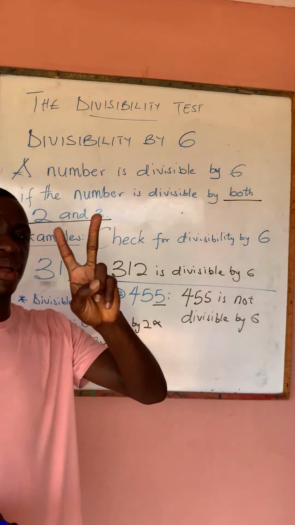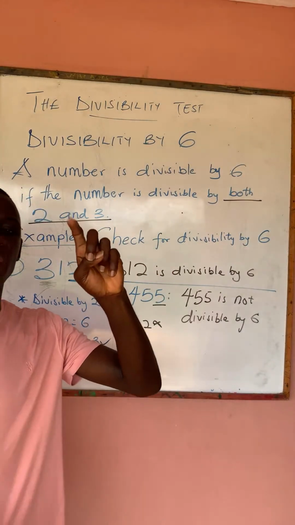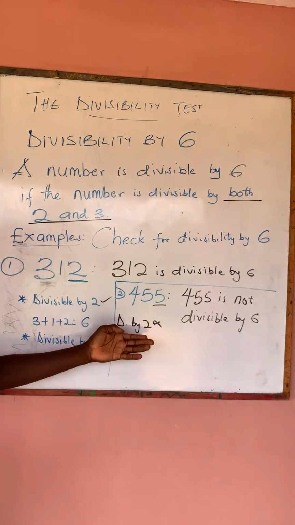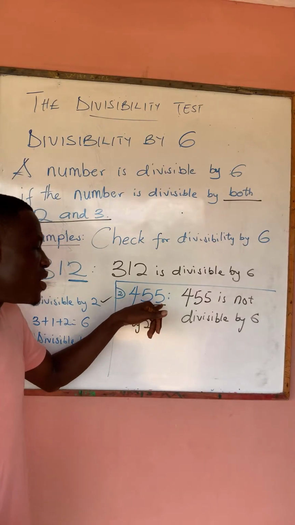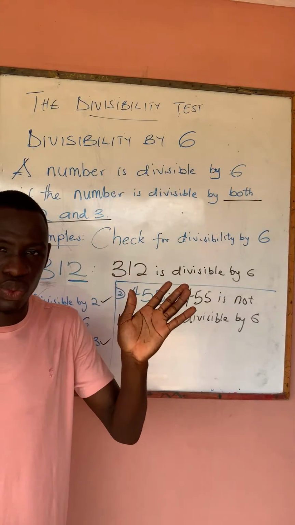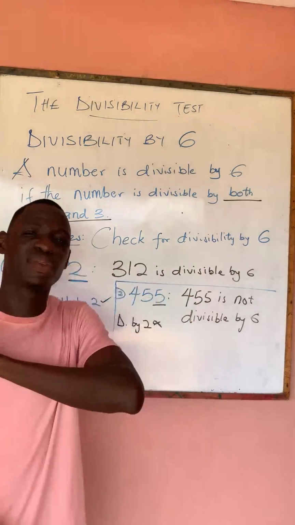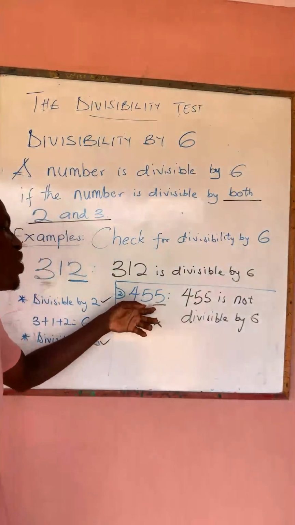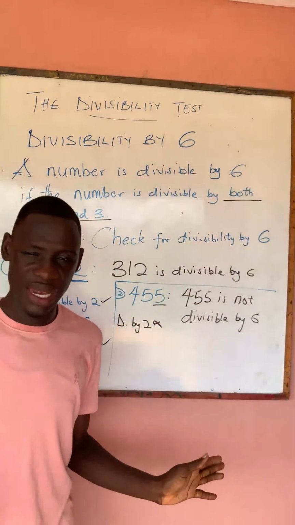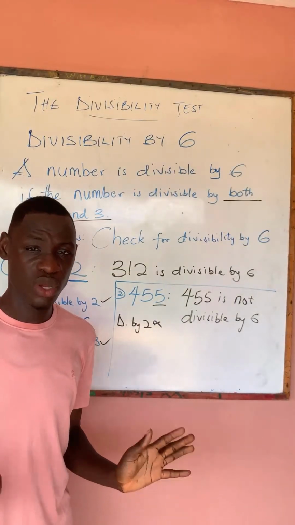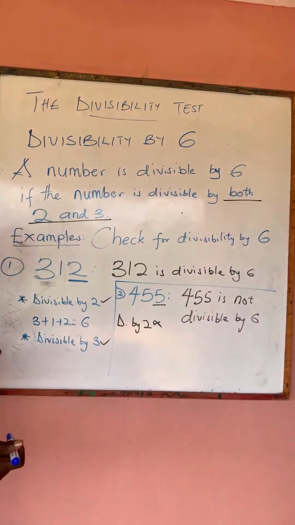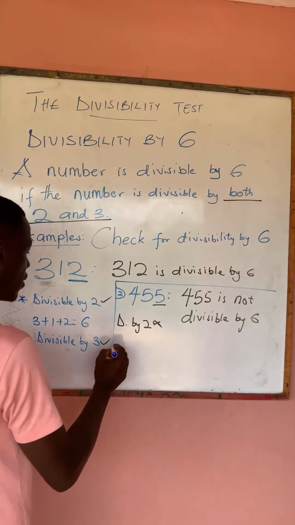Two conditions should be met: divisibility by 2 and divisibility by 3. But for the very first instance, the number is not divisible by 2. That means automatically it's not divisible by 6. So you can just conclude that 455 is not divisible by 6, and your work is very correct. Do you understand? Let's try another example here. Number 3.